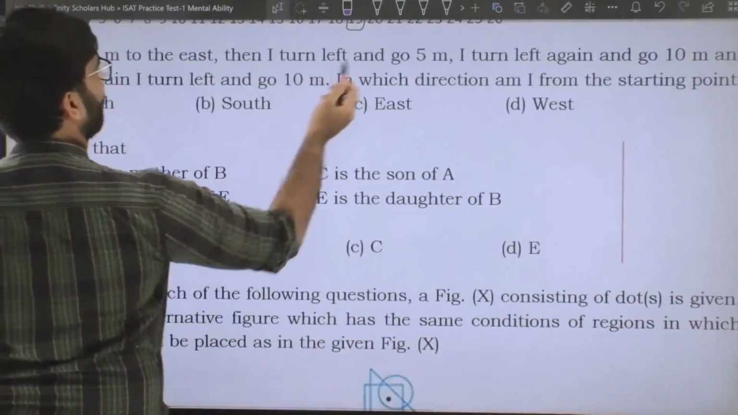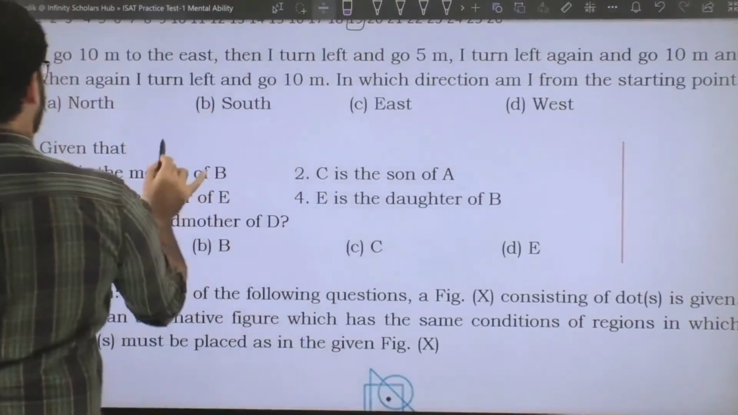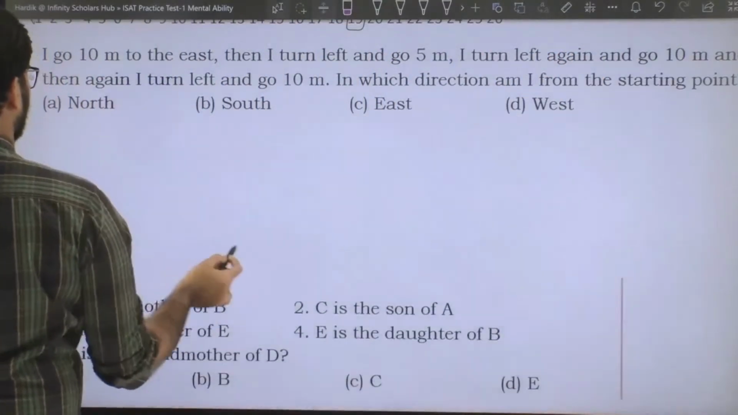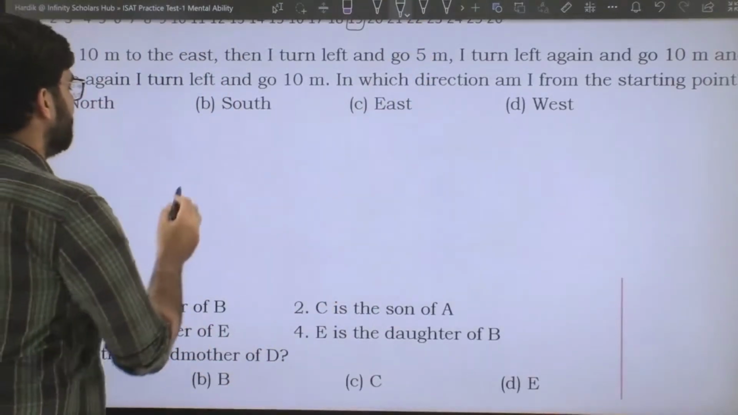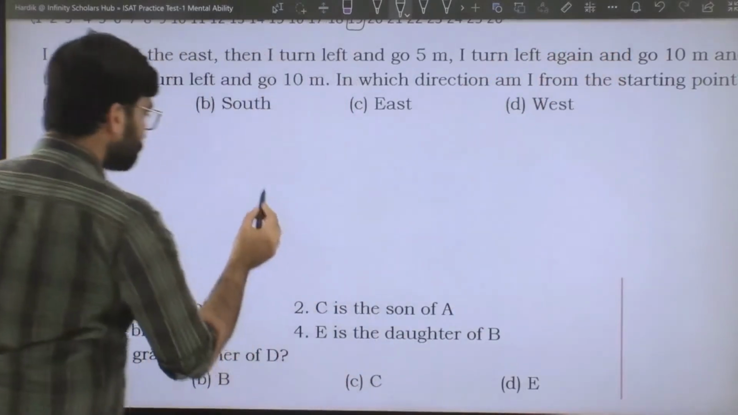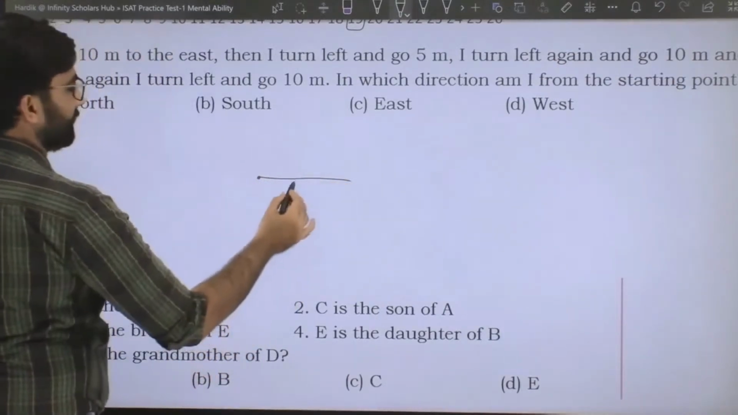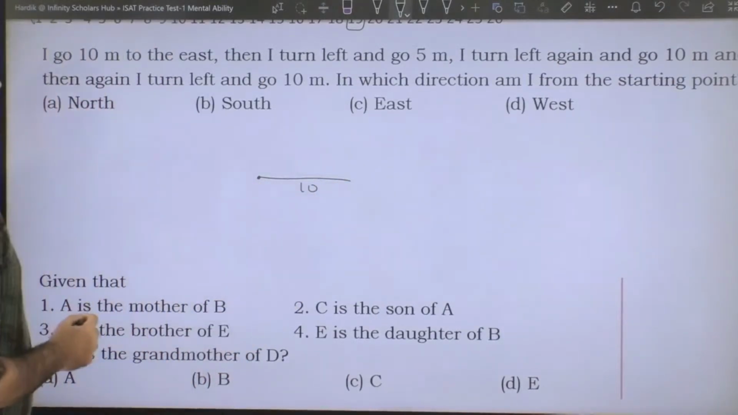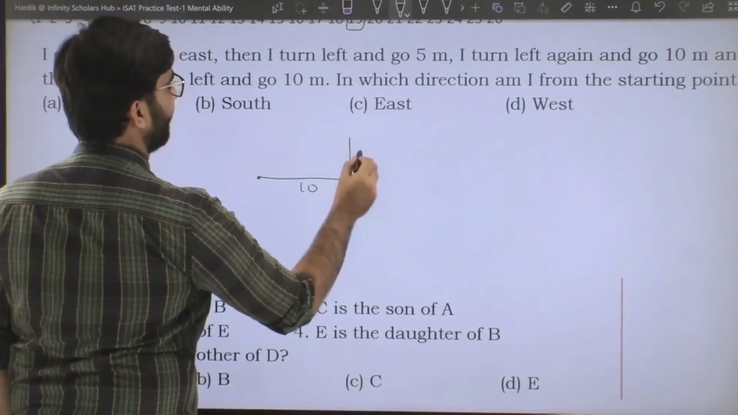Okay, now in this question what is given? In this question it is given that I go 10 meters to the east. So that means imagine that you are standing over here. You are going east. Okay, 10 meters. So I'll write 10. Then I turned left and go 5 meters. So I'm turning left and I'm going 5 meters.